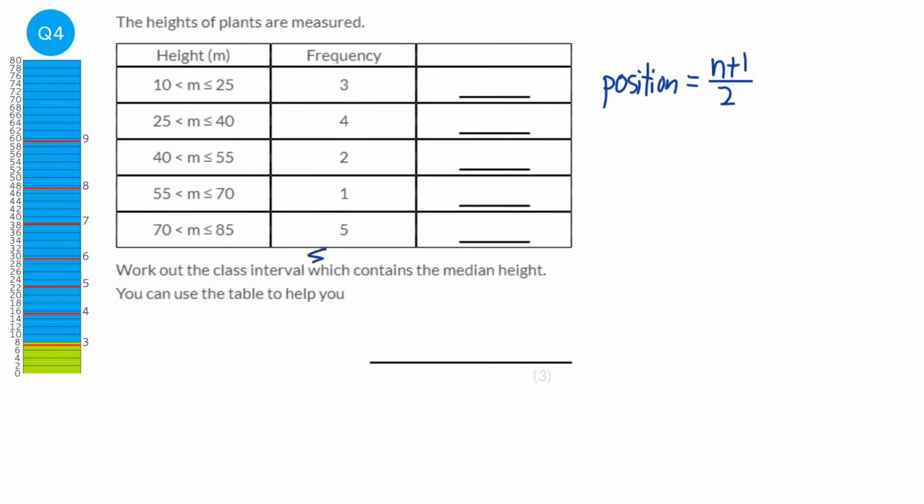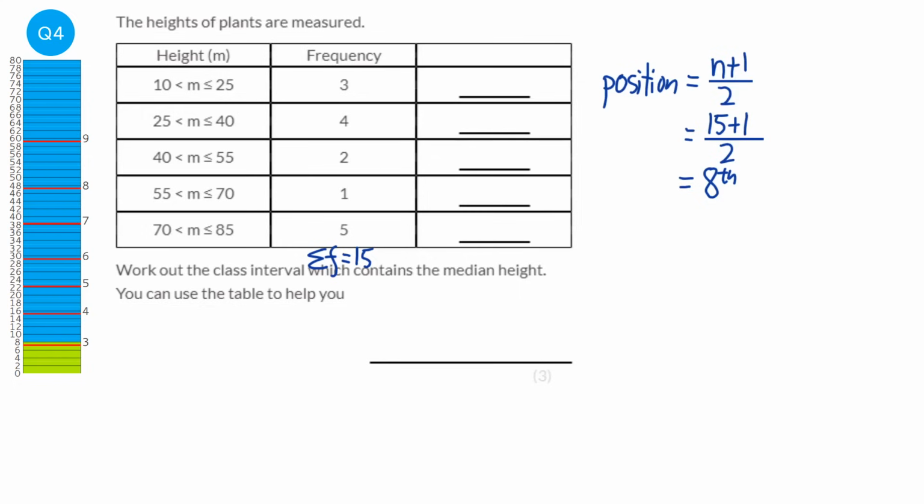So let's add those together and you get the sum of f. So those add up to 15. So if you do 3 plus 4 plus 2 plus 1 plus 5, you get 15. And so we've got 15 plus 1 divided by 2. 15 plus 1 is 16, divided by 2 is 8. So the position of the median is in the 8th position.